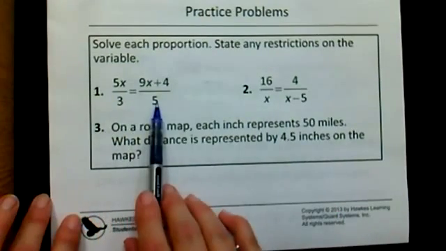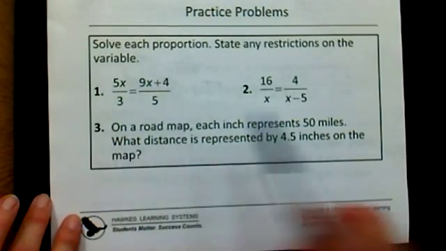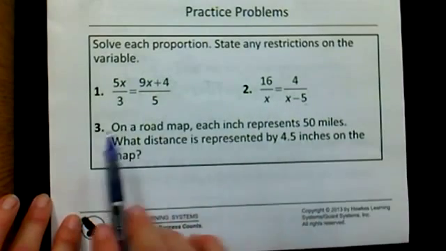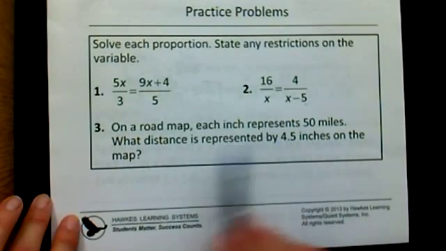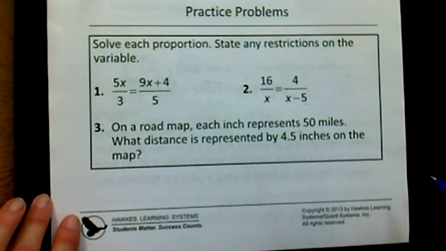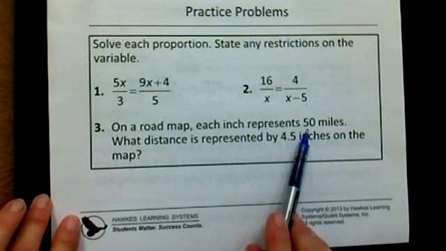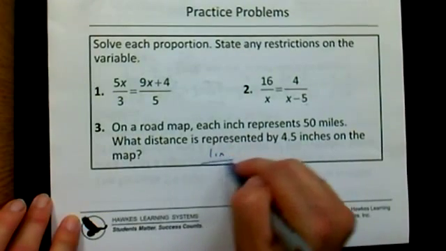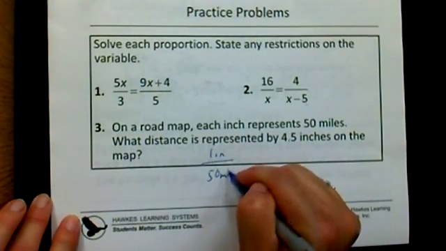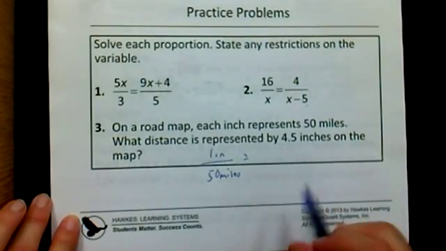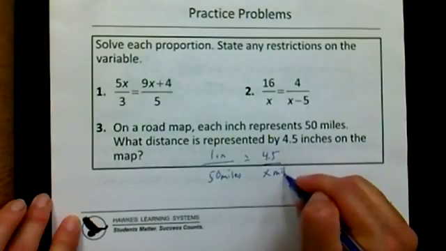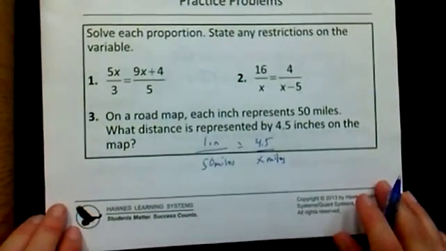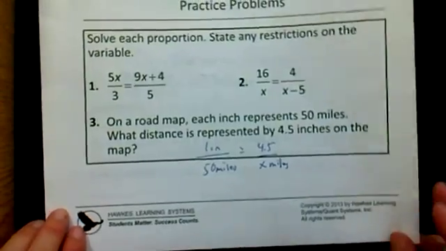Okay, so we think we can do this one because we get common denominator 15, multiply both by the common denominator. Here, the road map with 50 miles, a distance represents 4.5 inches on a map. So if each inch equals 50, it would be 1 inch over 50 miles. And you have 4.5 inches on your map. You want to know how many miles? So that would be simply setting it up that way and then going through and solving it.